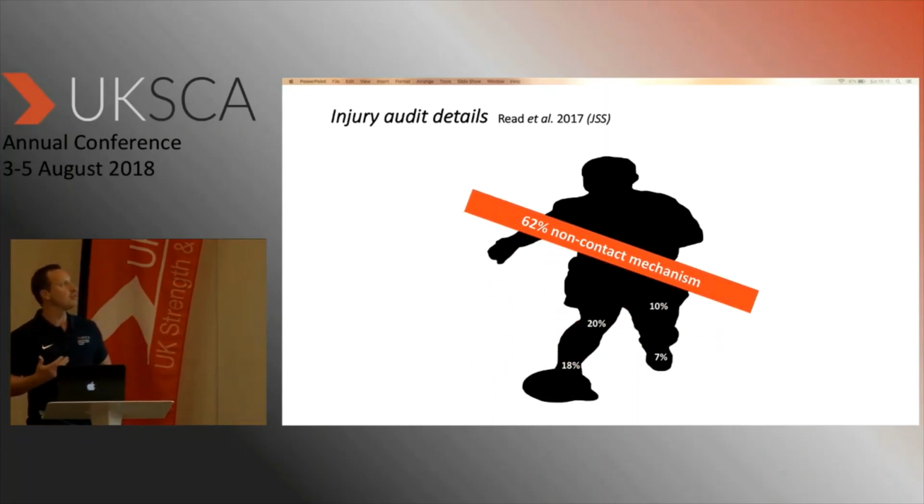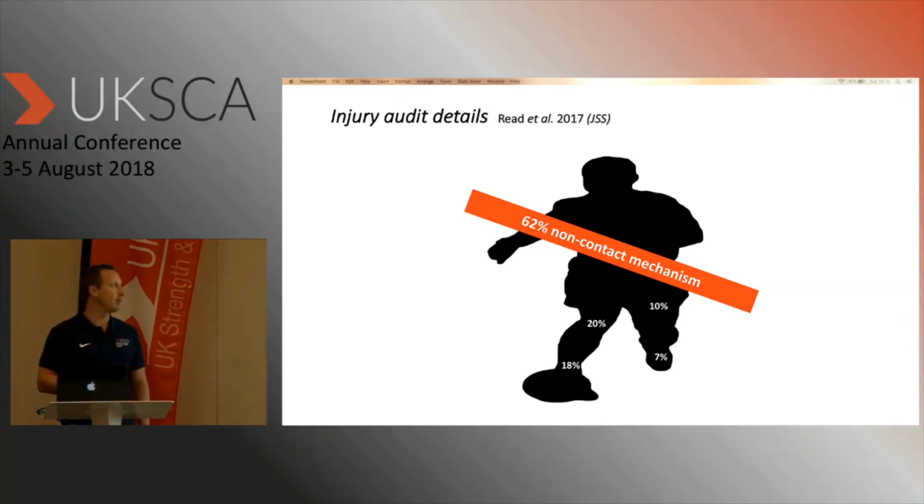Interestingly as well, 62% of the injuries were non-contact in their mechanism. So obviously, injuries are not completely preventable, injuries are always going to happen, but we've got a better chance at preventing these non-contact injuries.